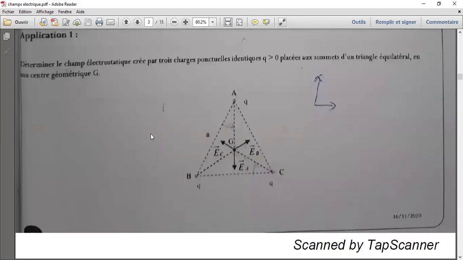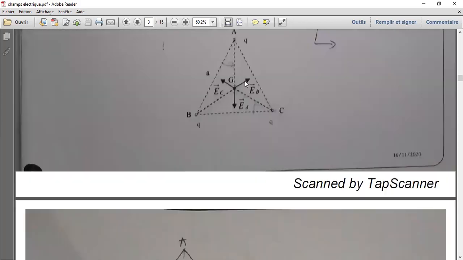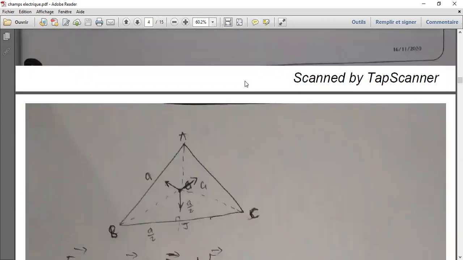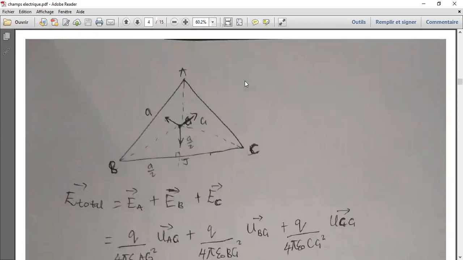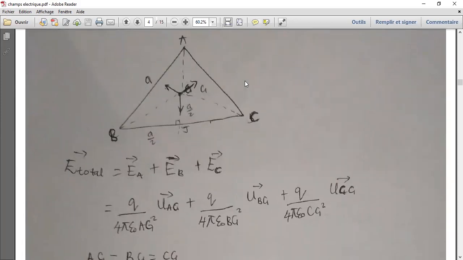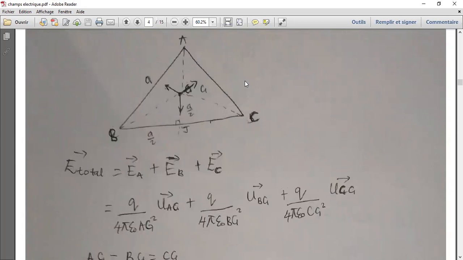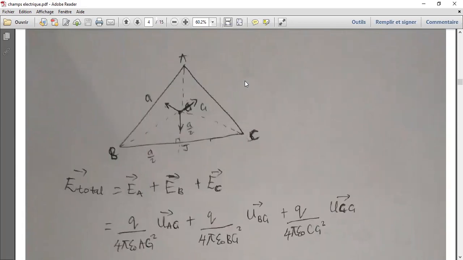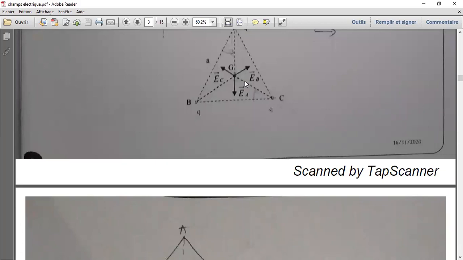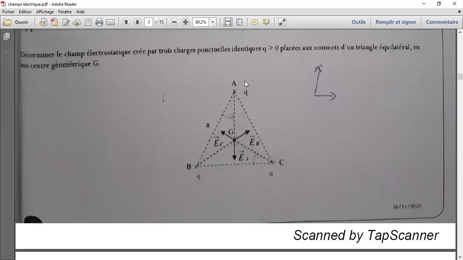Yes, you have a question. I was saying, can you explain how the distance from G to J is A over 2? The distance from what? From the point G to J, how is it A over 2?